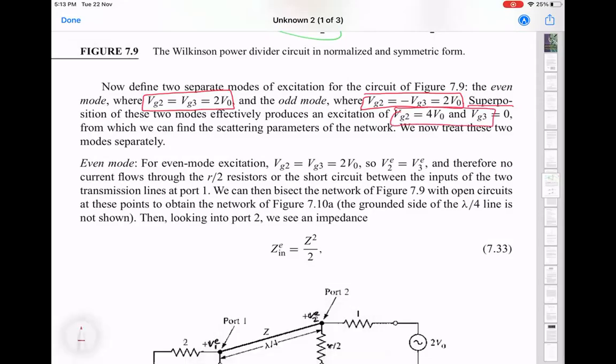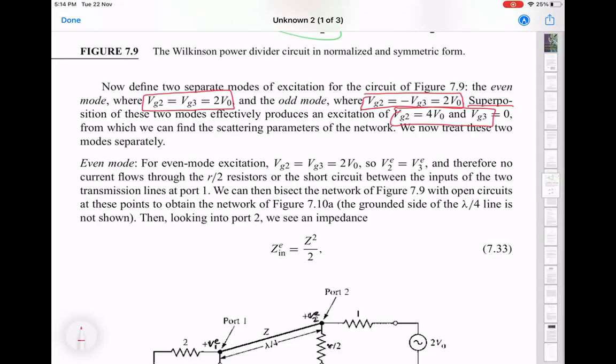We have terminated port 1. We have excited port 2 with 4V0, and we have put 0 volts on port 3, which is also equivalent to just saying it's terminated with 50 ohms. But to analyze this circuit, we have split this into these two equivalent circuits, with VG2 equal to VG3 equal to 2V0, the even mode excitation, and the odd mode excitation with opposite values.